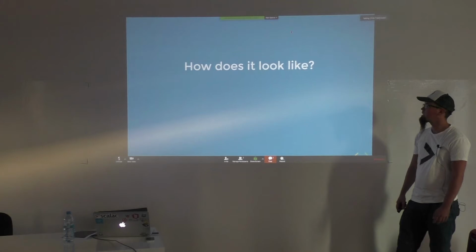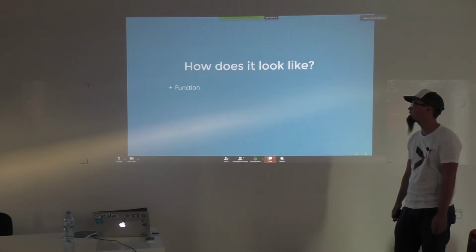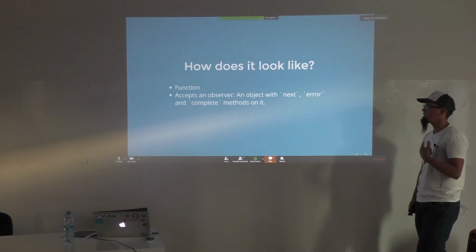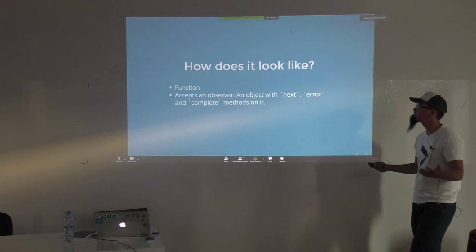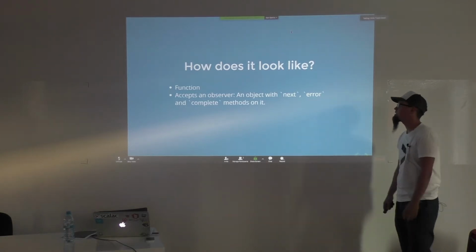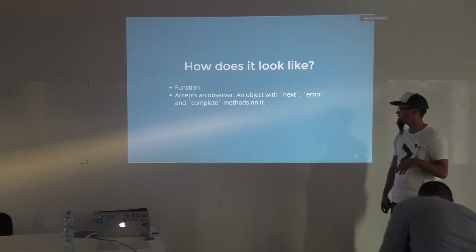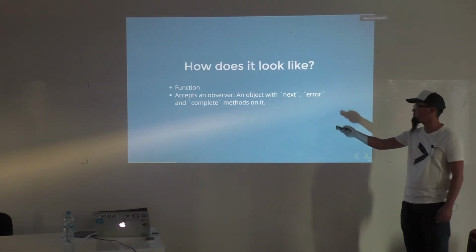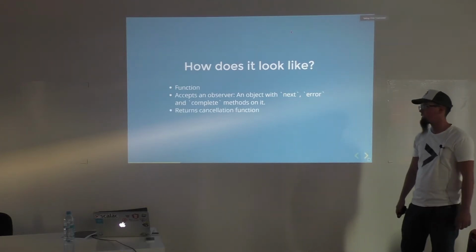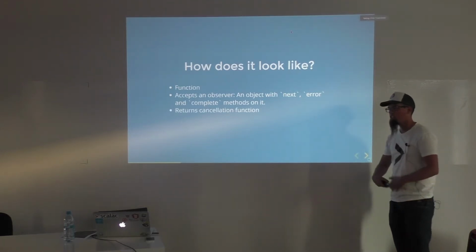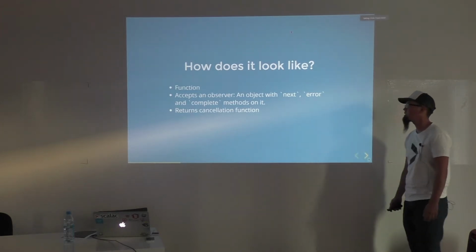So how does it look? Well, it's basically a function. It accepts an observer, which is an object with next, error, and complete methods on it, and returns a cancellation function, so we can tear down the logic that an observer set up.